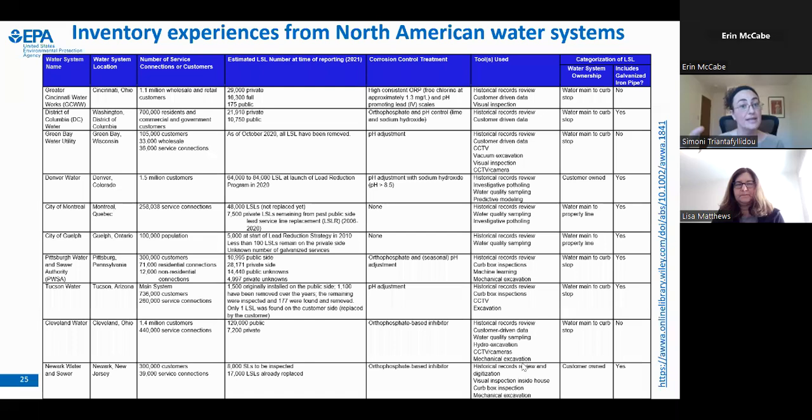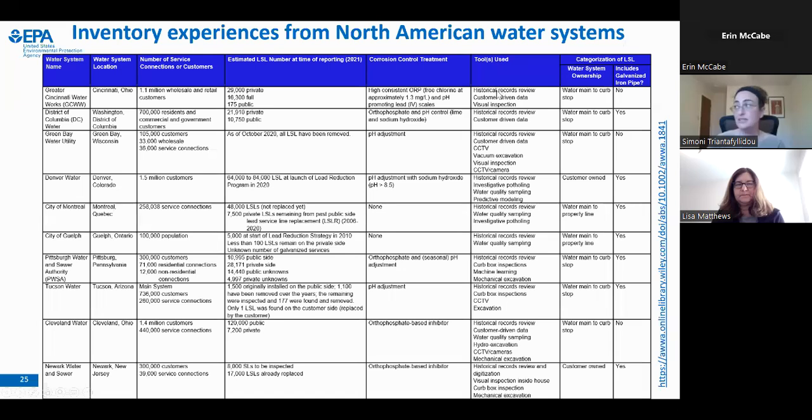But the idea here is just to demonstrate, and these are all large systems in the United States and in Canada. So you can see the water system name, the water system location, the number of service connections, estimations for lead service lines, what was their corrosion control treatment, and what tools they used for lead service line identification. So that column right here is probably the most important one. But I just wanted to point out, on a very high level, that they all started with records review across this whole table.